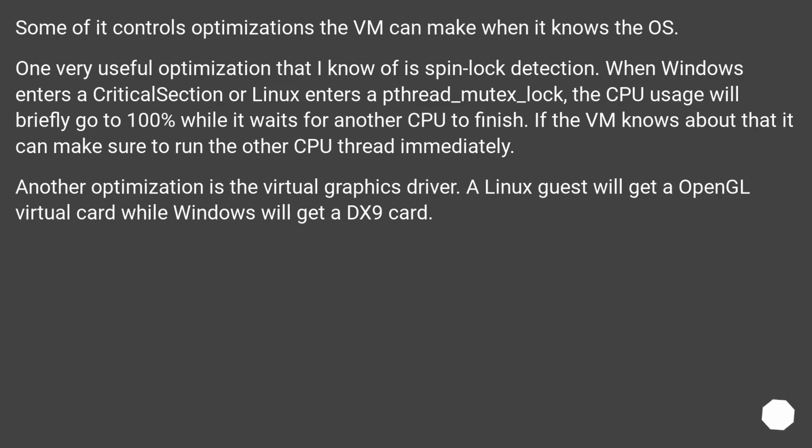Some of it controls optimizations the VM can make when it knows the OS. One very useful optimization that I know of is spin lock detection. When Windows enters a critical section or Linux enters a thread_mutex_lock, the CPU usage will briefly go to 100% while it waits for another CPU to finish. If the VM knows about that, it can make sure to run the other CPU thread immediately.